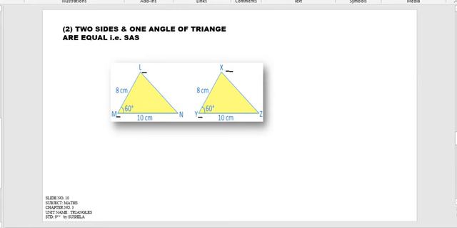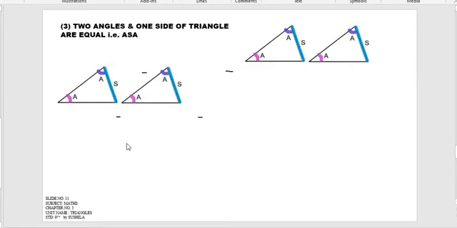Now just come to the third theorem, that is ASA, angle side angle. Here what is given: two angles will be equal to the corresponding angles of the other triangle, right? Here two triangles you can see, basically total four triangles are there. In one diagram there are two triangles, one angle is equal to this angle, another angle will be equal to this angle, and here one side is equal to this side, right?